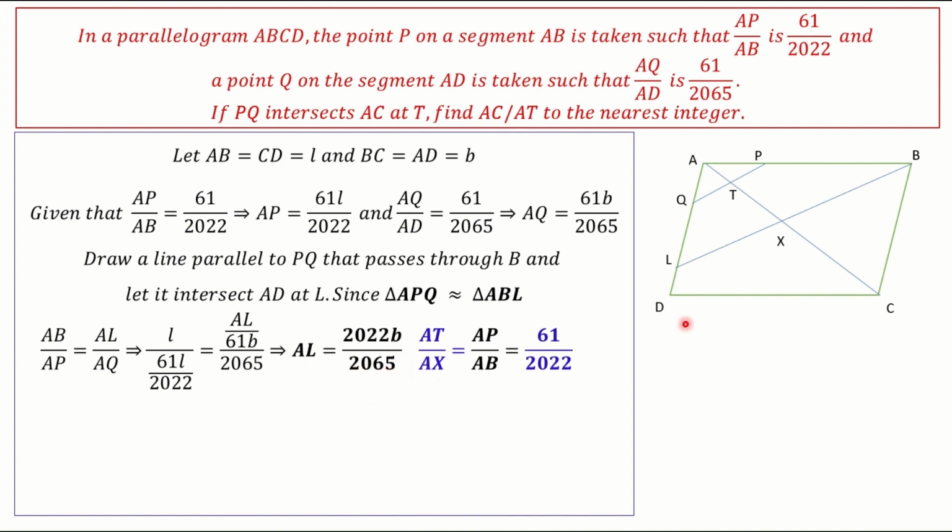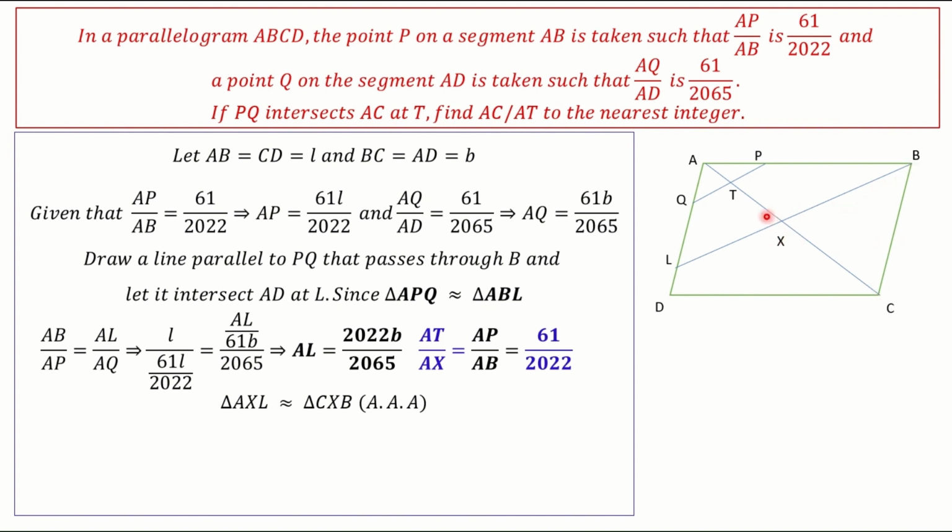Okay. Now, AT by AX is also same as AP by AB. AT by AX equals AP by AB. Same ratios, right? Because they are similar triangles, which is equal to 61 by 2022. Okay. Now, note down these values, AT by AX.